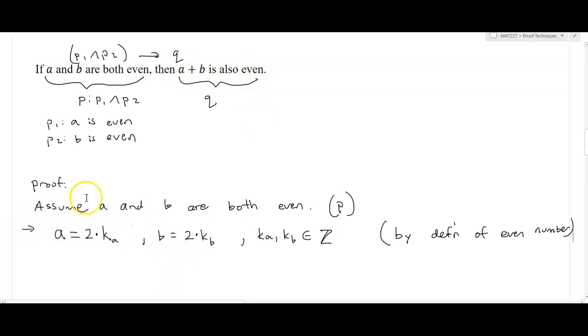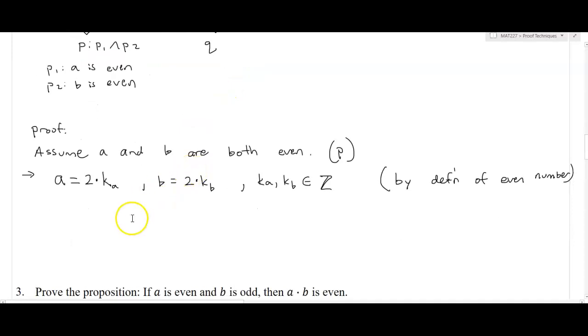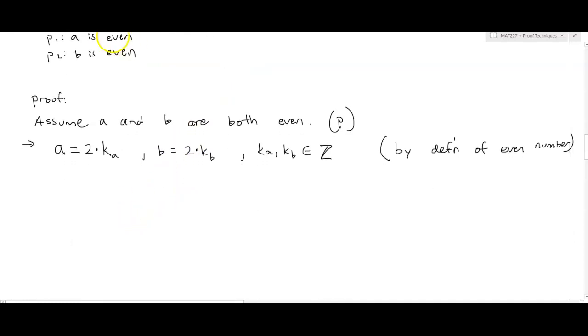Well, I want to show that when I add A and B, now the conclusion isn't A plus B. The conclusion is that A plus B is even. So there's nothing wrong with me forming A plus B or adding these two quantities together. So this allows me to say that A plus B, which is equal to, well, wait a minute, A is 2 times KA, B is 2 times KB, and this is really just by substitution. That's all we really did here, is we substituted in 2KA for A, and we replaced B with 2KB.